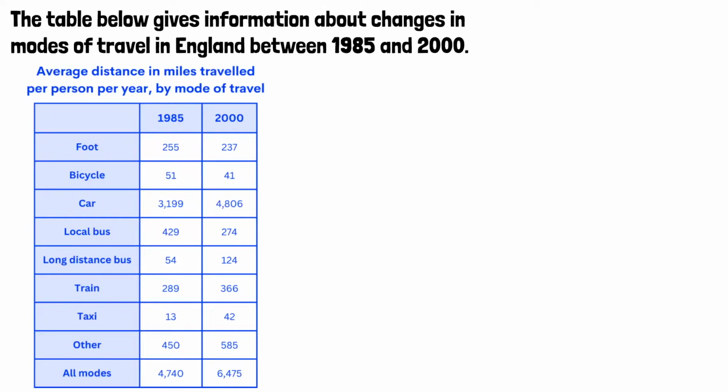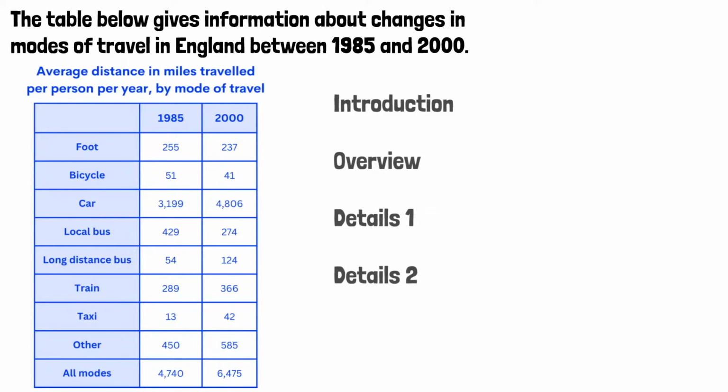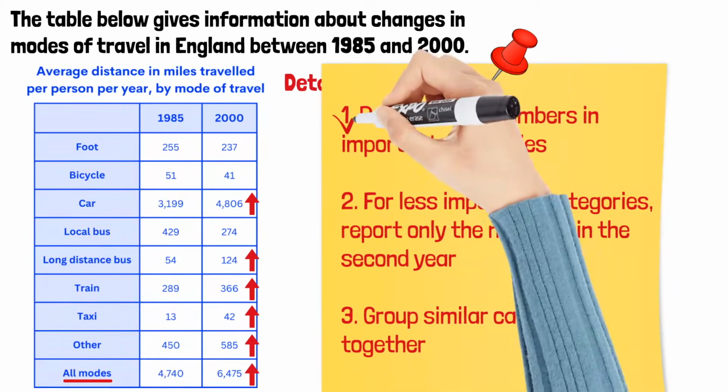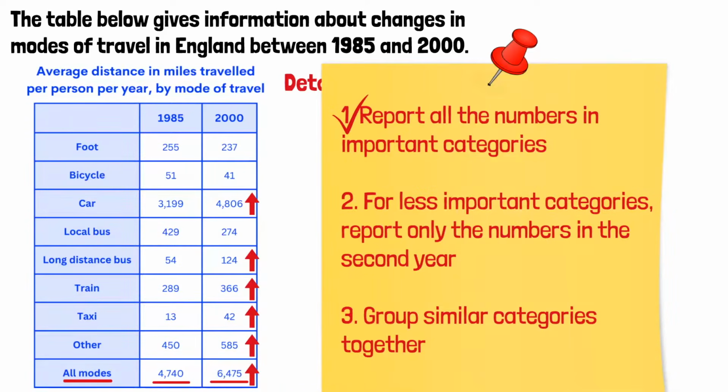Let me use this table to explain. It shows changes in modes of travel. Let's start with details paragraph 1, in which we describe the categories that increased. So, which are the important categories? All modes is definitely important, so I will report its numbers in both years.